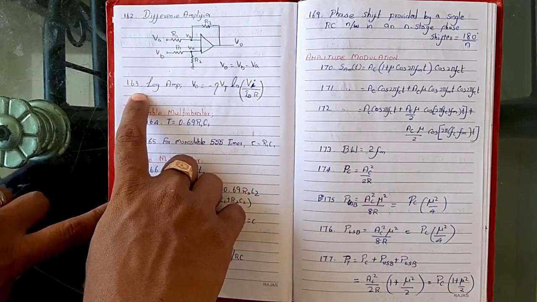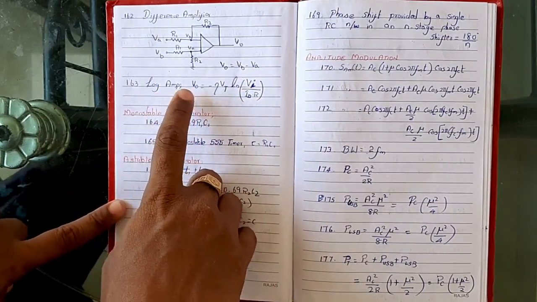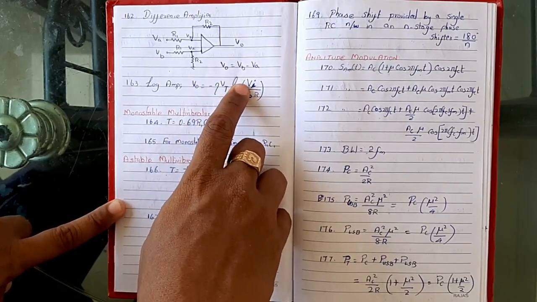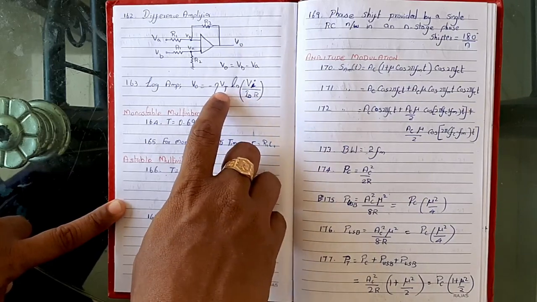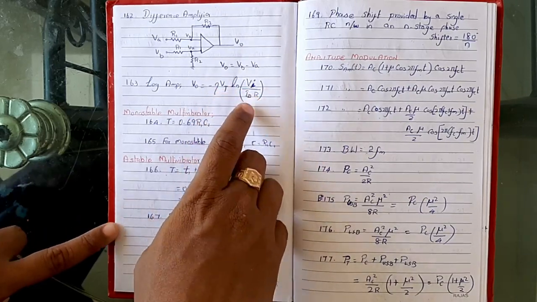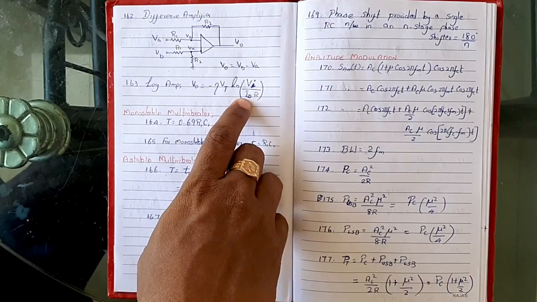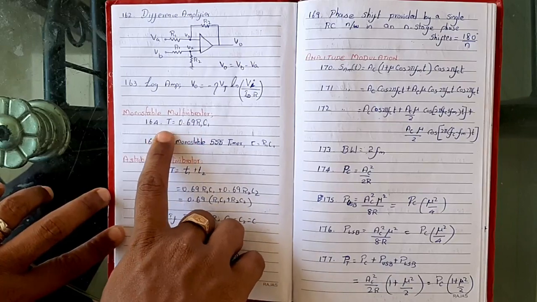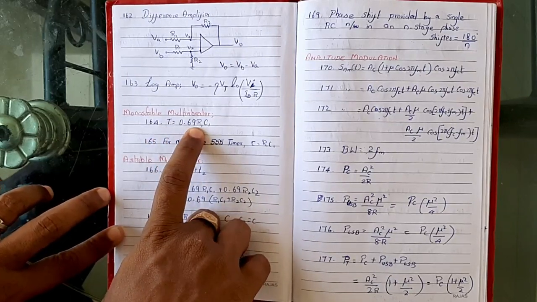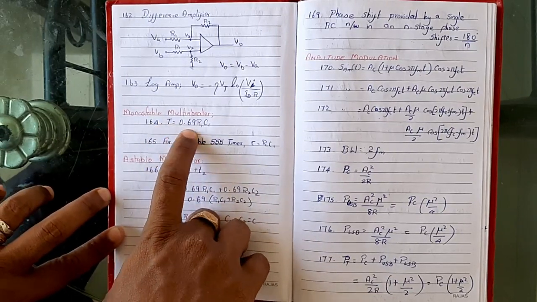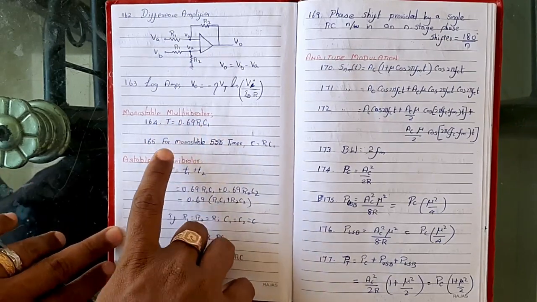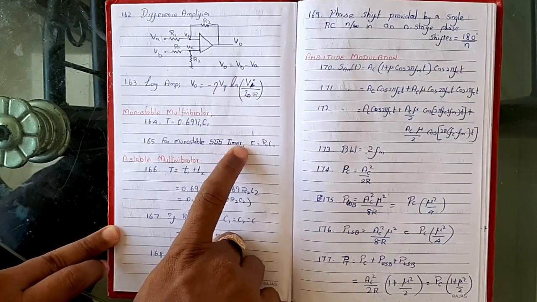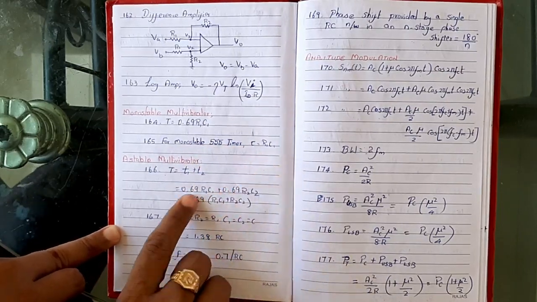Formula number 163, a logarithmic amplifier. For logarithmic amplifier, the output voltage is equal to minus eta into Vt into natural logarithm of Va divided by Id into R, where Vt is thermal voltage, Va is the input voltage, and Id is the diode current. Now for monostable multivibrator, T is equal to 0.69 into R1 into C1. So this is the time period for a monostable multivibrator. For monostable 555 timer, tau equal to R1 into C1. So the time period for 555 timer is R1 into C1.